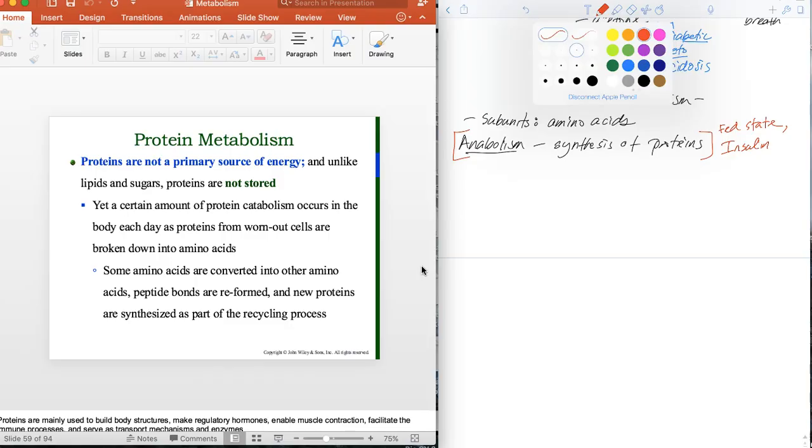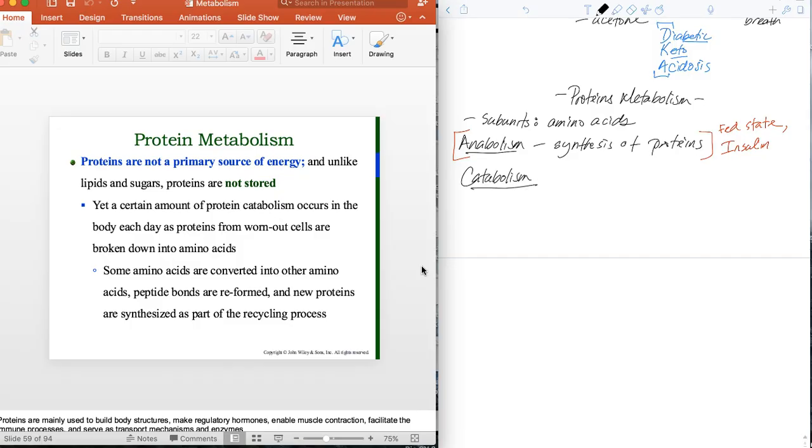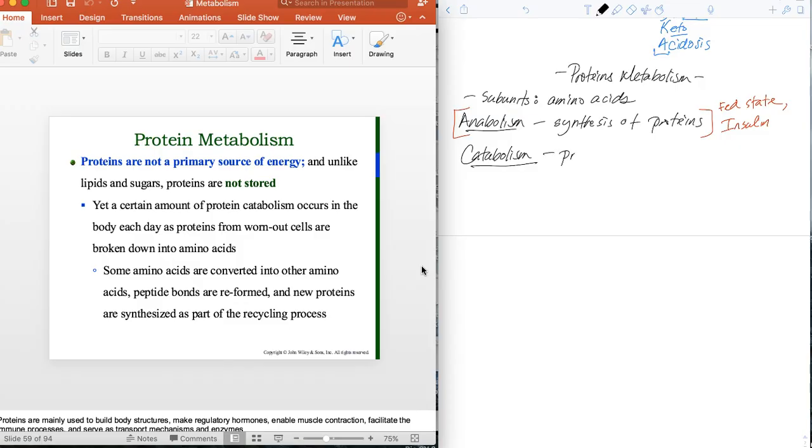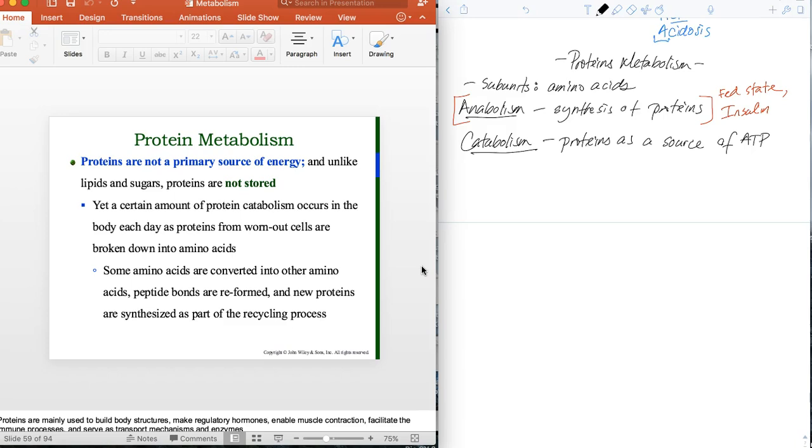Tricky. The opposite of anabolism or synthesis is going to be catabolism. So proteins as a source of ATP. Like I showed you in the diagram, amino acids can get converted into acetyl-CoA, which then can feed into the Krebs cycle.